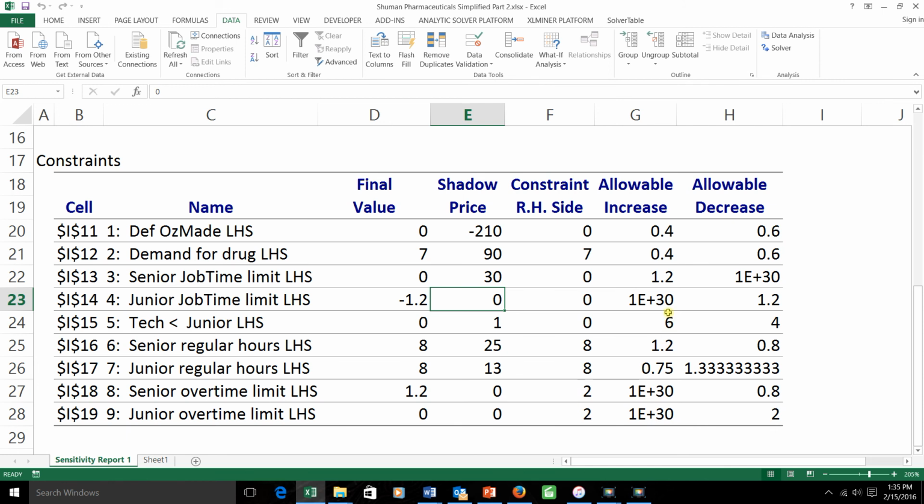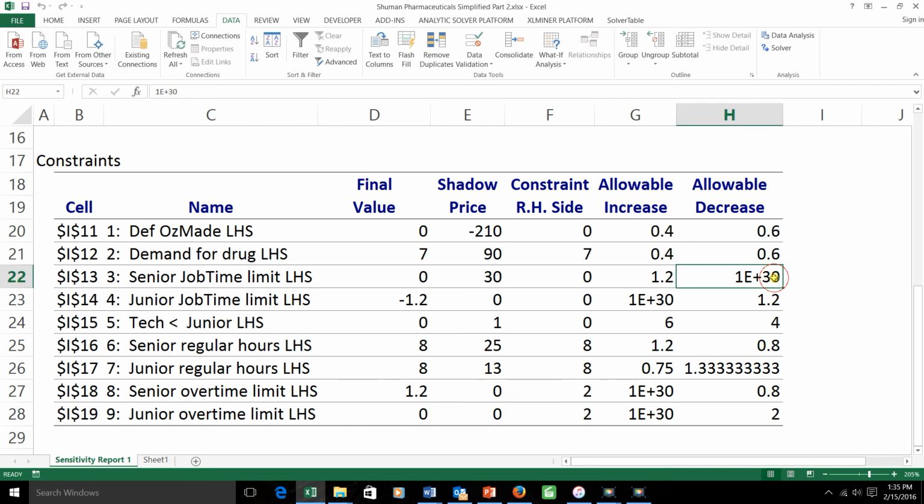The other thing I'd like you to notice is these allowable increases with these plus 30s here. These are actually saying infinity. It's saying the right-hand sides of these constraints could get infinitely big without making the shadow price change. Well, the shadow price for those three constraints right now is 0, saying that an additional unit of these resources is worth nothing. So if I get more and more and more of them, they stay worthless. And that's exactly what we're seeing here.